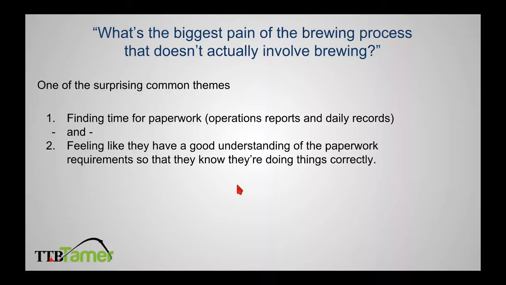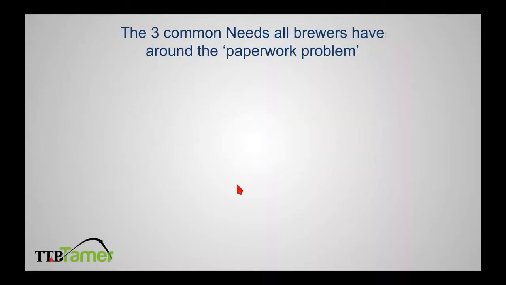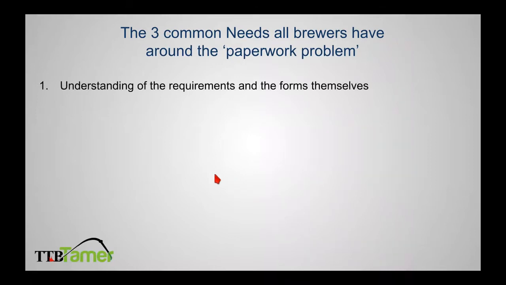As we chatted more and more and dove deeper into the problem, there were three basic needs that brewers were trying to solve. They wanted to understand the paperwork requirements themselves, but the TTB just doesn't allow this to be very easy. There are no simple tutorials or real world examples for anyone to reference. The new simplified forms kind of help with that problem just by shrinking the size of the form overall, but it doesn't completely solve this problem.